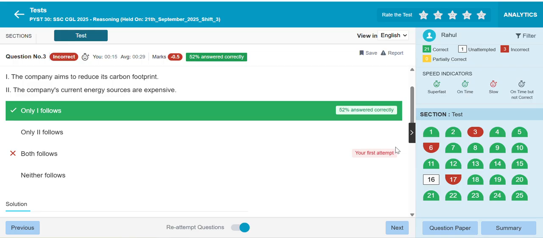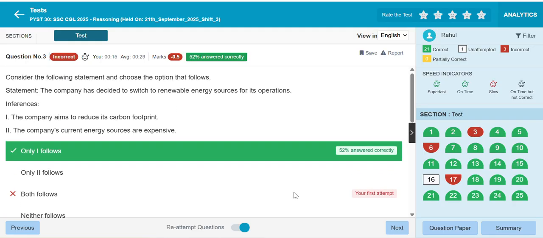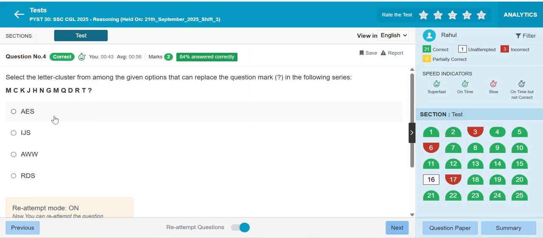This was my first attempt. What I did was I just marked that both follow and moved to the next question. So this was the mistake where I have to be cautious next time. Next is the same letter kind of question.